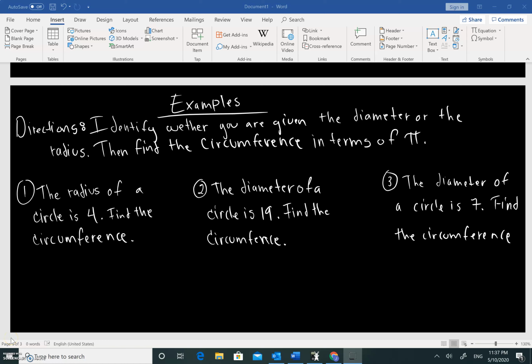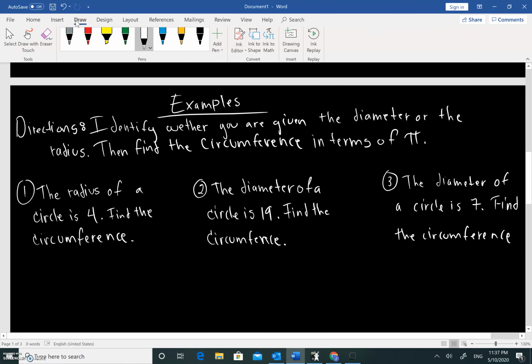Okay guys, so let's go ahead and go over some examples. Before we go into the examples, we first have to read the directions. So the directions: identify whether you are given the diameter or the radius. Then find the circumference in terms of pi. The key part here is find the circumference in terms of pi.